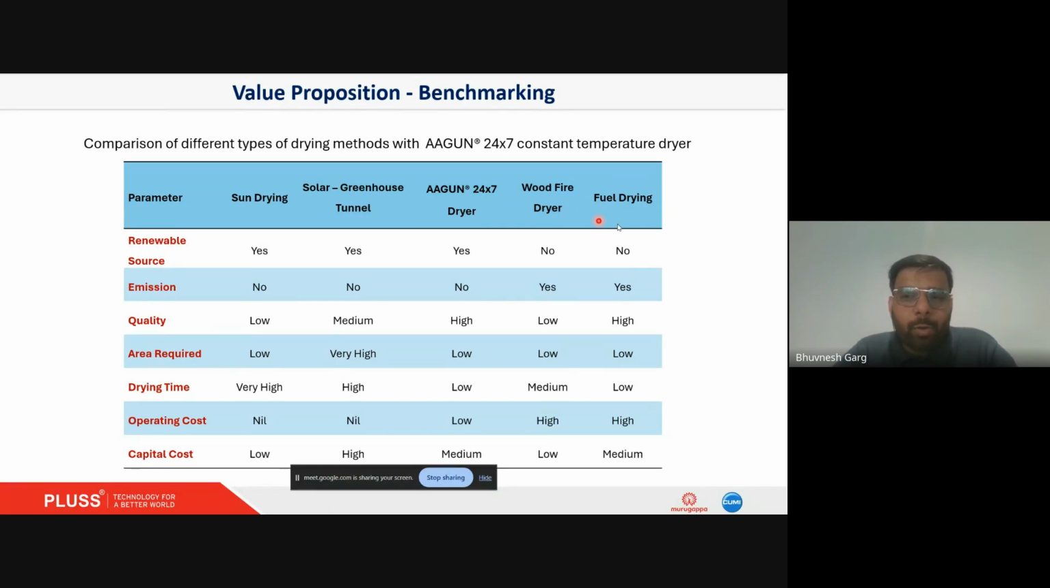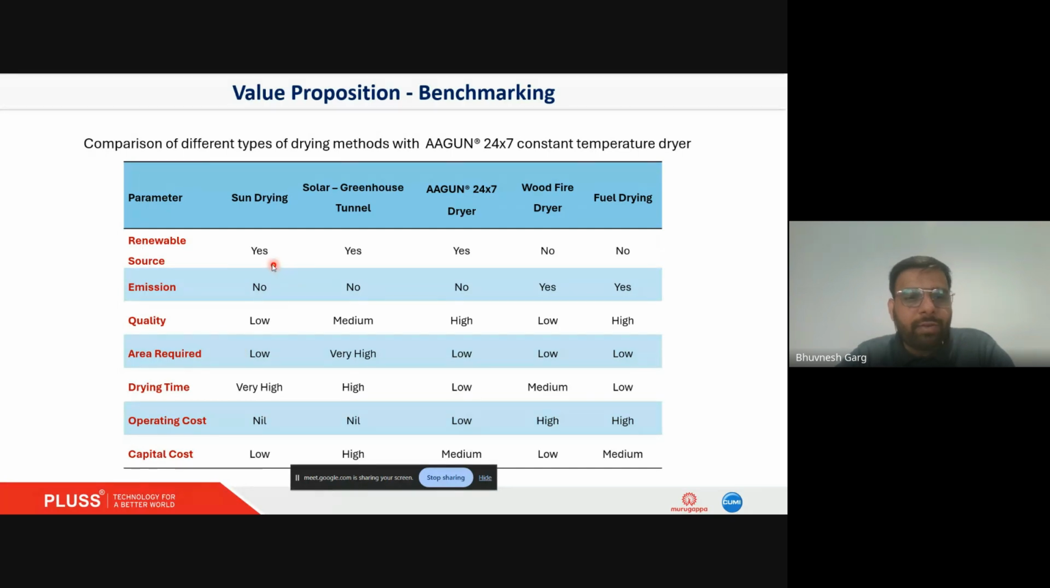Then there is fuel drying also. Some people are doing it using diesel burning. So, if you see, there are certain parameters we have listed here: renewable source, emission, quality, area required, drying time, operating cost, and capital cost. We have compared all these solutions based on these parameters.